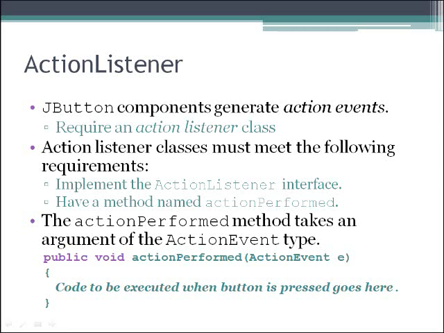JButton components generate action events. They require an action listener class. Action listener classes must meet the following requirements: implement the ActionListener interface, and have a method named actionPerformed. The actionPerformed method takes an argument of the ActionEvent type. In the example below, we have created the method header for actionPerformed. As you can see, it takes an ActionEvent argument named e.